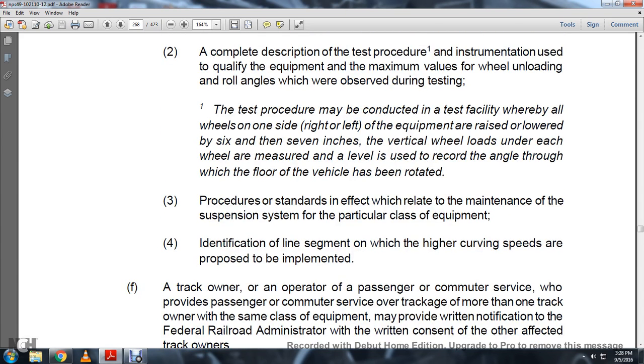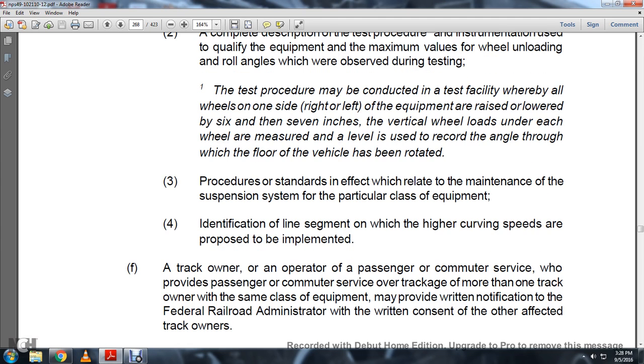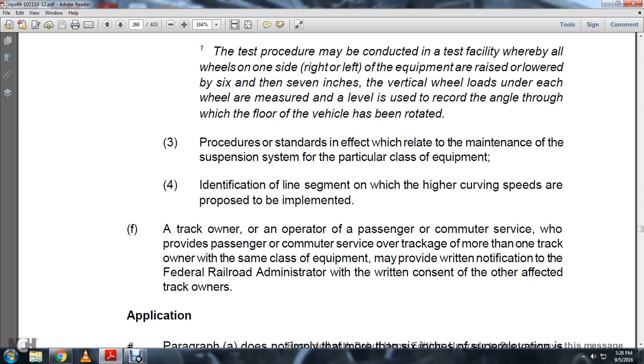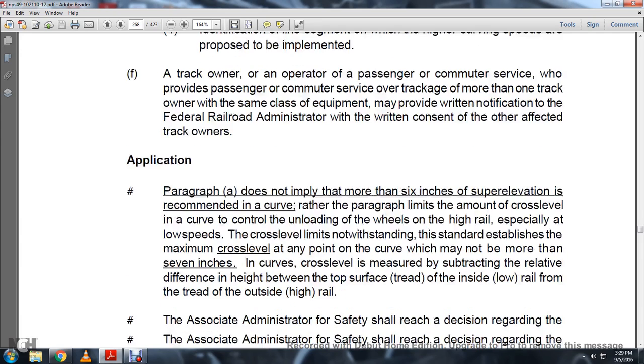3. The procedures and standards in effect related to the maintenance of the suspension system for a particular class of equipment. 4. The identification of a line segment on which the higher curving speeds are proposed to be implemented. Where the track owner and operators provide passenger commuter services over the track, and more than one operator of the same class of equipment is involved, the track owner may provide the written notification to the Federal Railroad Administration with written consent of the affected track owners.